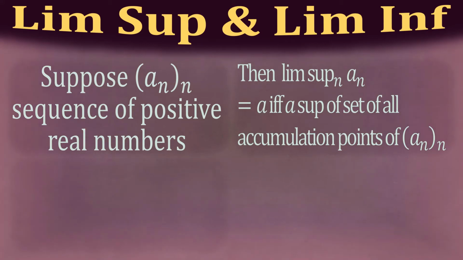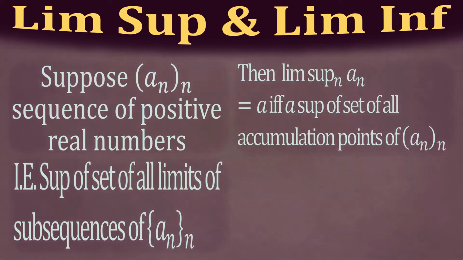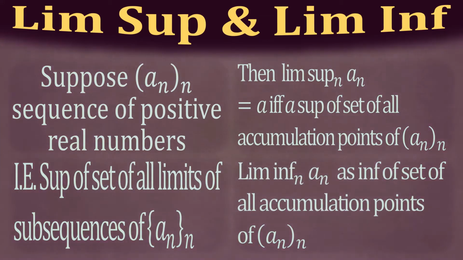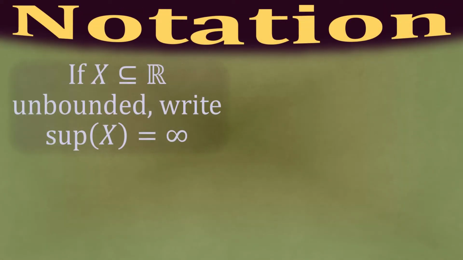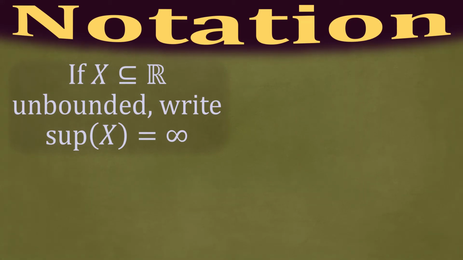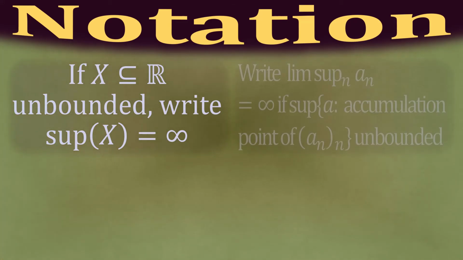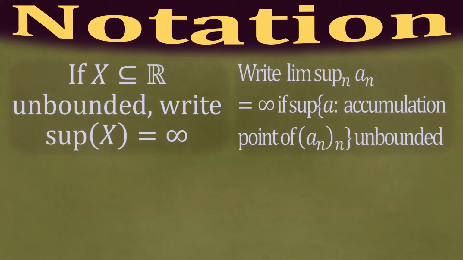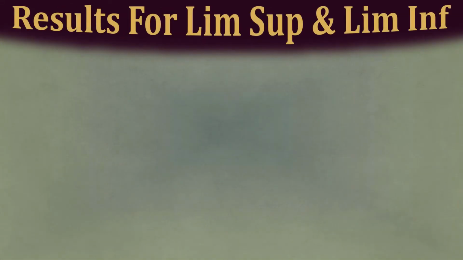The supremum of the set of all limits of the subsequences of an. We define lim inf of an as the infimum of the set of all accumulation points of an. Now, let's give some notation. If X, a subset of the real numbers, is unbounded, then we write the supremum of X as infinity. We may also thus write the lim sup of an equals infinity if the supremum of the accumulation points of an is unbounded. Now, let's give some results for lim sup and lim inf.